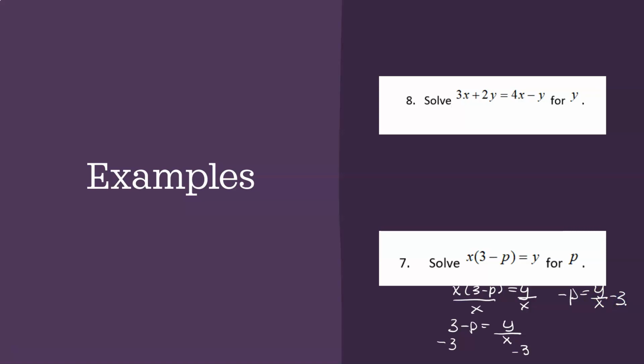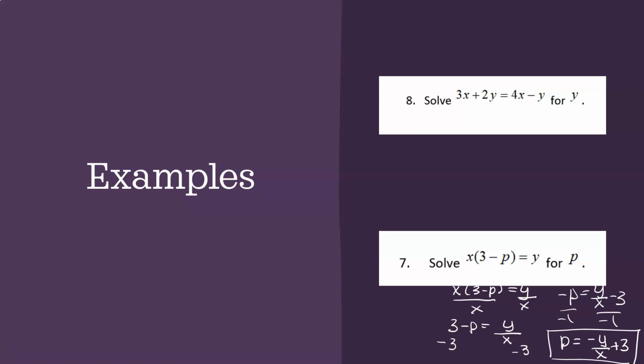So at this point you would think I'm done, but really there is a negative 1 in front of the p, so I have to divide everything by negative 1, which simply changes all the signs. So now I have positive p equals negative y over x plus 3. So make sure that there is nothing in front of your variable, not even a negative sign.